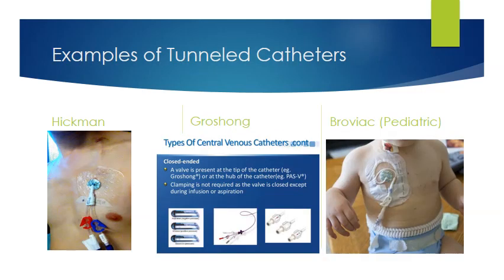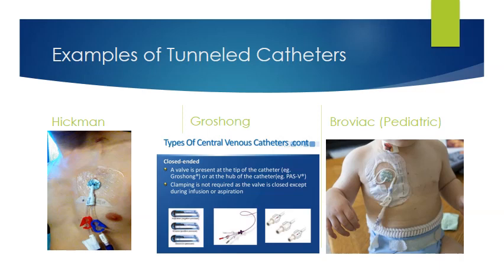These are examples of tunneled catheters that you may hear their names: Hickman, a Groshong, and a Broviac. The one on the left there, the Hickman, that's what you'll see a lot of times in the hospital. The middle one, the Groshong, the reason that I have the pictures of this is because a Groshong is special in the fact that it has a valve at the tip of the catheter, which makes it unnecessary to leave heparin in it.